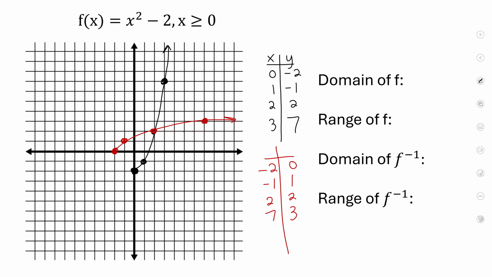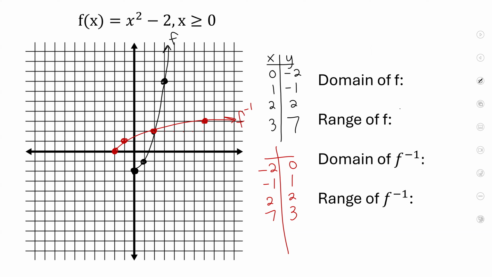Y'all's graph should look like that. This is the inverse. Inverse is notated with a -1 right there. That means inverse. And this is just the original one. I'll call it F. All right, I'm going to go around the classroom.